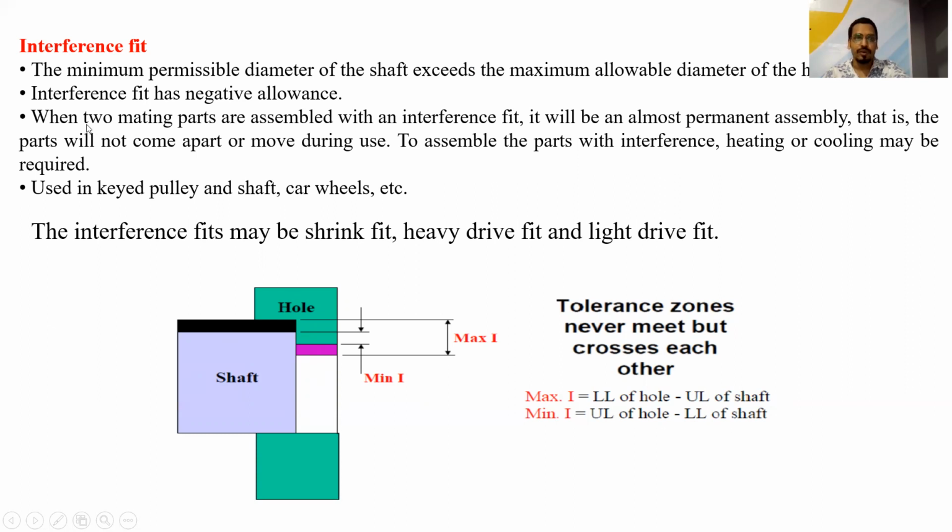This is used where two mating parts are assembled with an interference fit. It will be an almost permanent assembly. That is, the part will not come apart or move during use. For example, shaft and bearing. In shaft and bearing assembly, bearing is not allowed to move on shaft. It will move with shaft. So this is the example of interference fit.